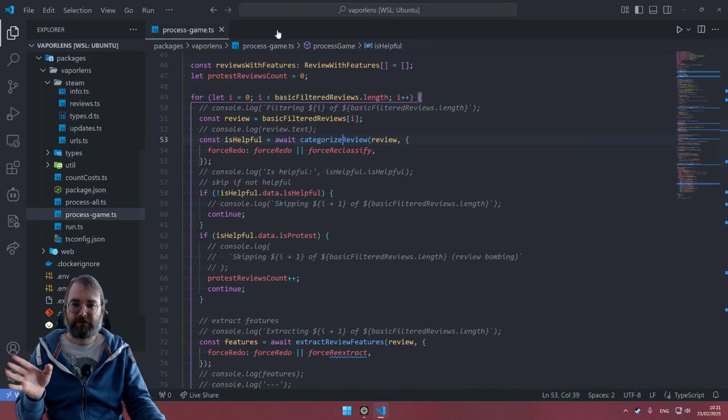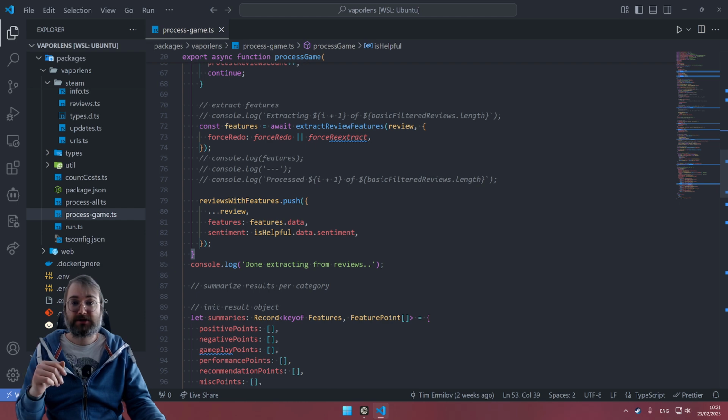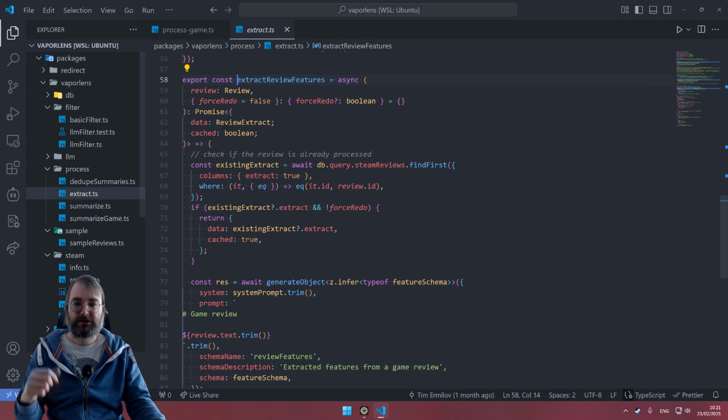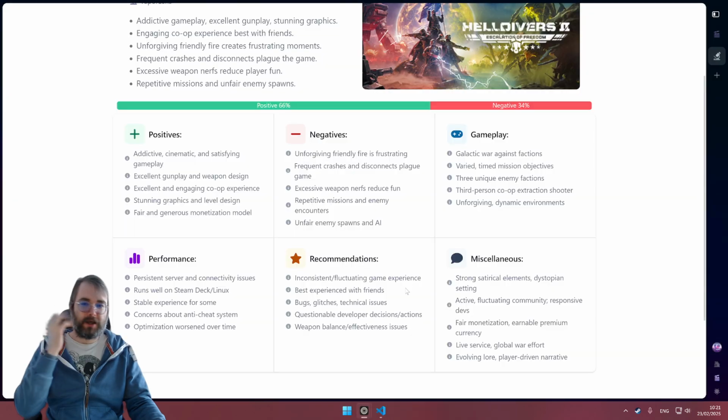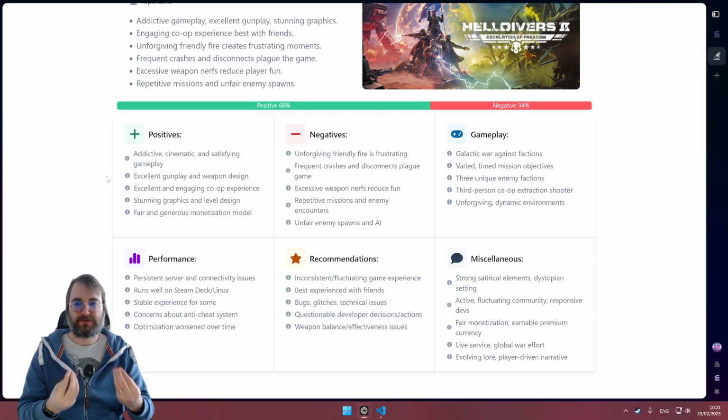So once the reviews are filtered, we obviously get fewer, so we start extracting. The extraction, again, is fairly straightforward, done on a schema as well. So we have positive, negative, gameplay, performance, recommendation, and miscellaneous points, right? Fairly straightforward, nothing super fancy here. It literally takes a review and extracts statements from it, right?